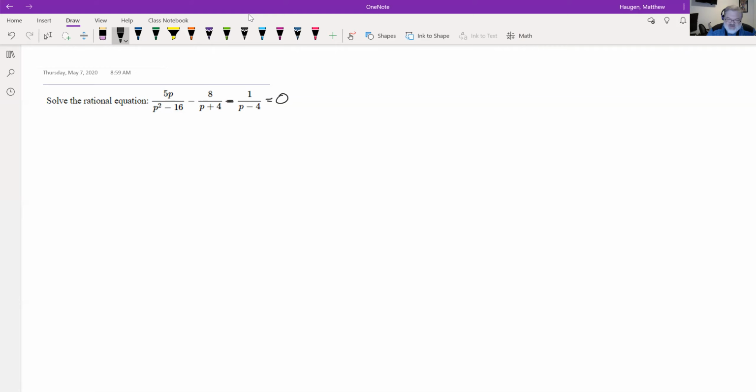What do you not like about this problem? Love this problem. It's nice and easy. It has some nice pieces to it. The fact that p plus 4 and p minus 4 are the factors of p squared minus 16 is nice. Yeah, it means you don't have to have trinomials on the bottom. Why would you have trinomials on the bottom?